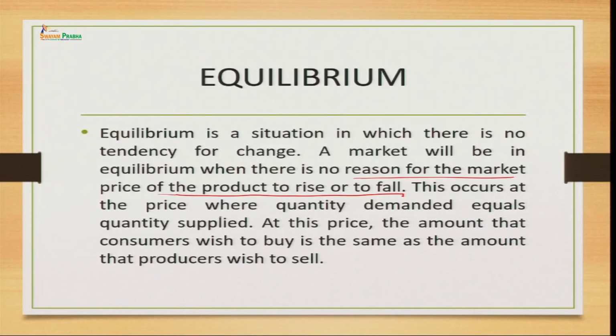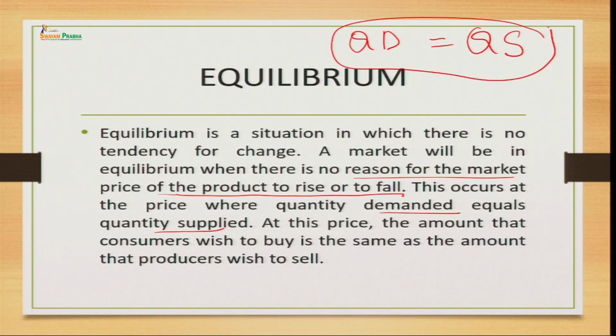So, when they both are equal, then the price will remain the same, there will be no change in the price. This occurs at the price where quantity demanded is equal to quantity supplied. When quantity demanded is equal to quantity supplied, that is the point we refer to as the equilibrium position in the market, and there will be no need for a change in price. So, at this price the amount that consumers wish to buy is the same as the amount that producers wish to sell.